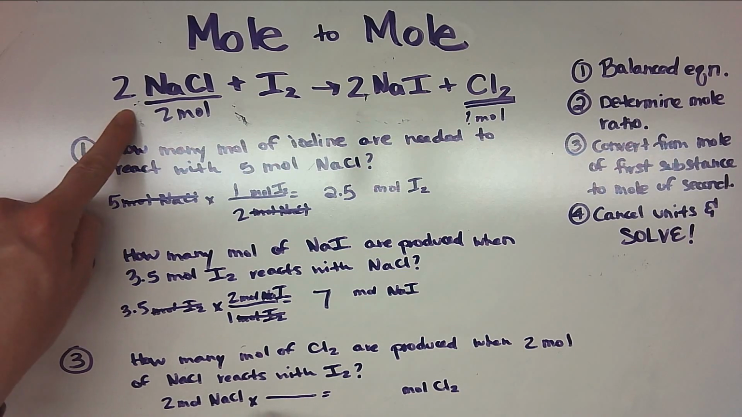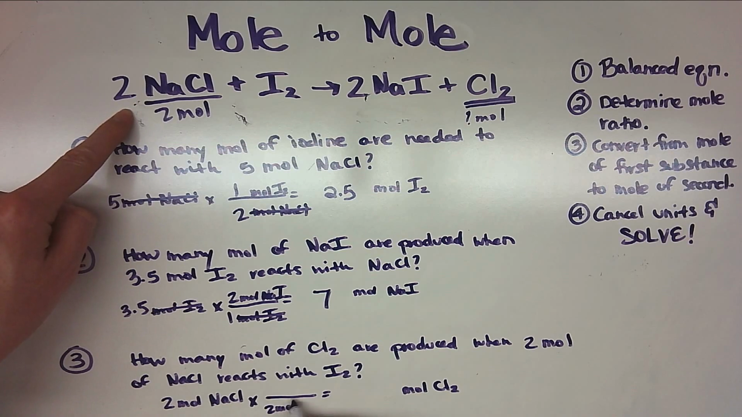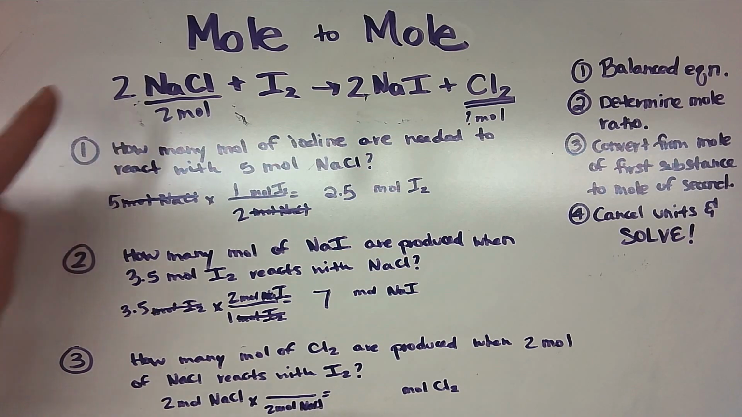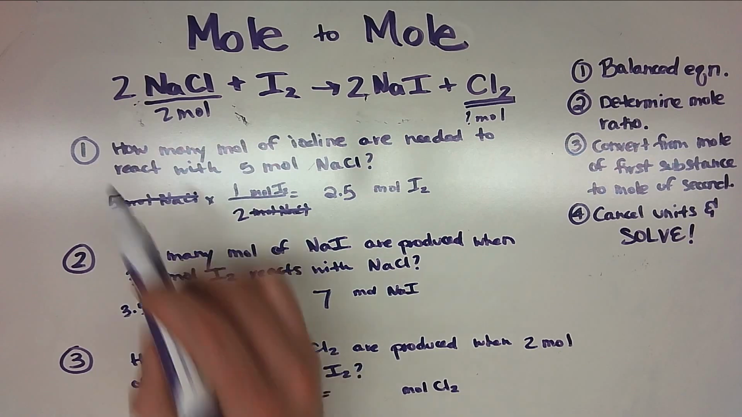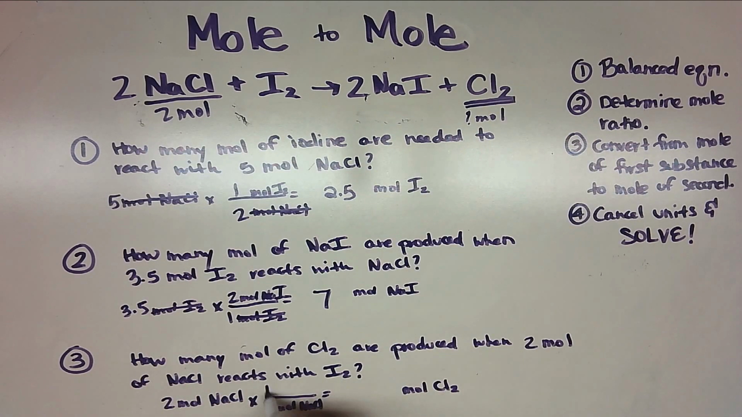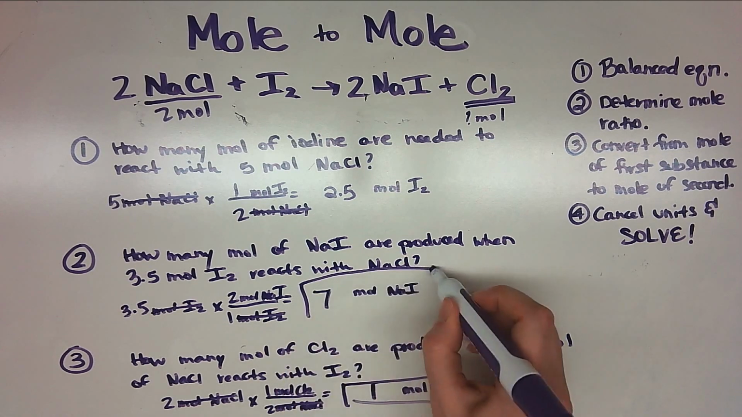Alright, so I know that for every 2 mole of sodium chloride that reacts with iodine, I will have 1 mole of chlorine produced. So mole of sodium chlorides cancel. Multiply everything across the top. Divide by what's on the bottom. So 2 times 1 divided by 2. So my answer is 1. So if I react 2 mole of sodium chloride with iodine, I will produce 1 mole of chlorine.